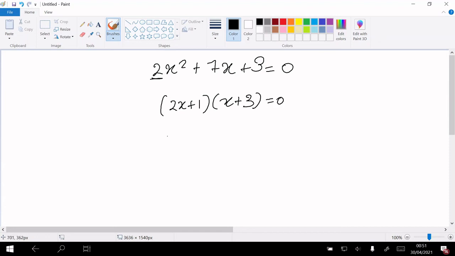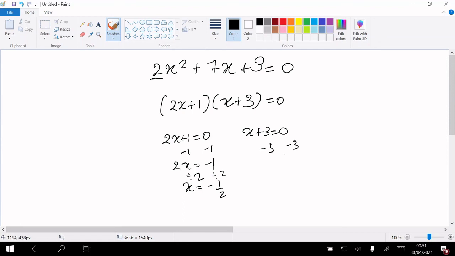Then I would separate the equations into 2x plus 1 equal to 0 or x plus 3 is equal to 0. And that would be minus 1 on both sides, 2x is equal to minus 1, then x is equal to minus 1 over 2. On the side here, minus 3, and x is equal to minus 3.